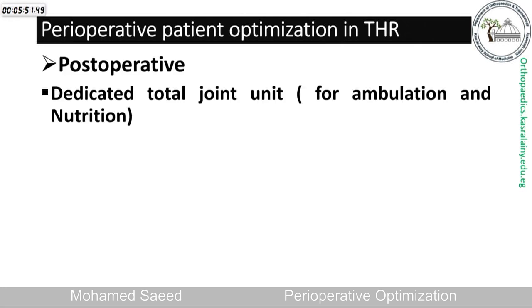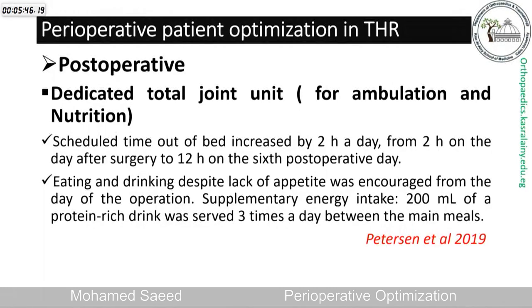Post operative, a dedicated joint unit for ambulation and nutrition. There is evidence that faster rehabilitation and getting out of bed helps. In a publication by Peterson et al. 2019, he increased the patient's ambulation from the second day post-operative by 2 hours, and every day 2 hours more, and found it significantly improved patient outcome. Eating and drinking, despite lack of appetite, he found also has added value for the patient post-operatively.